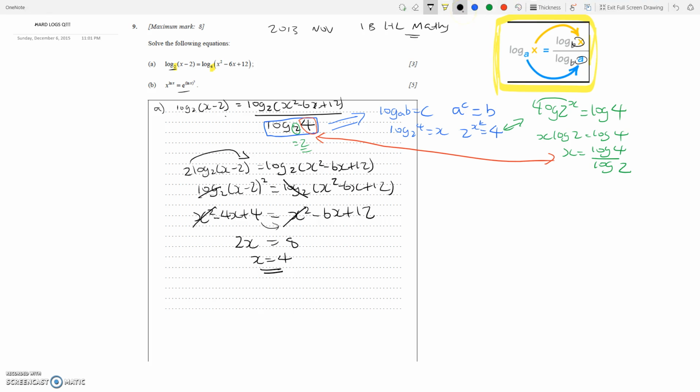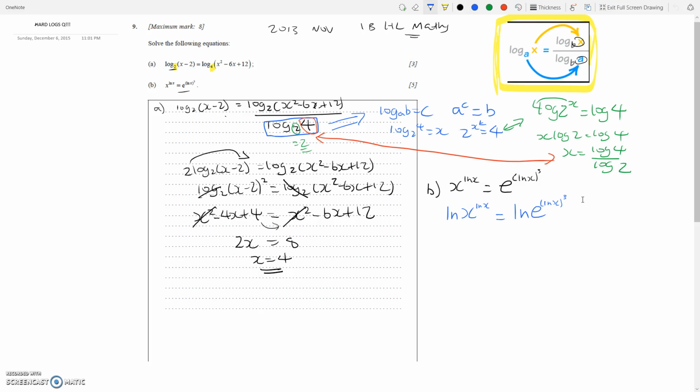Remember, this is higher level math, so if you do standard level and you can understand this concept, you're all set. Next one: x to the power of ln x equals e to the power of ln x cubed. Damn, this is hard. But if we think outside the box, and instead of logging both sides, we ln both sides. So ln of x to the power of ln x equals ln of e to the power of ln x cubed.